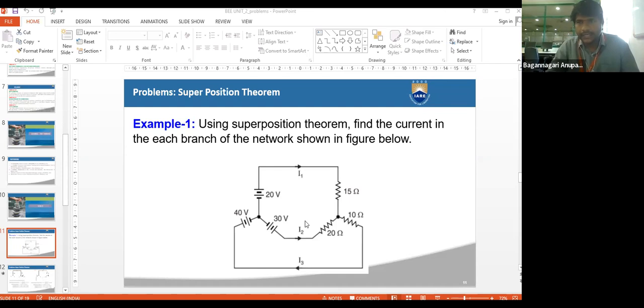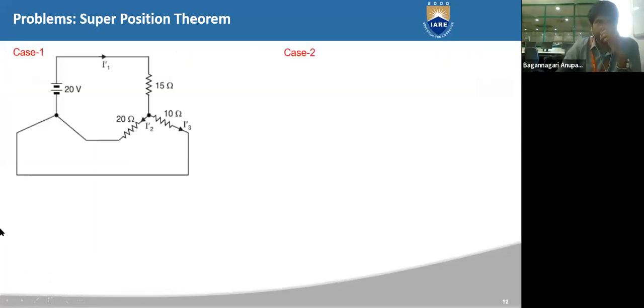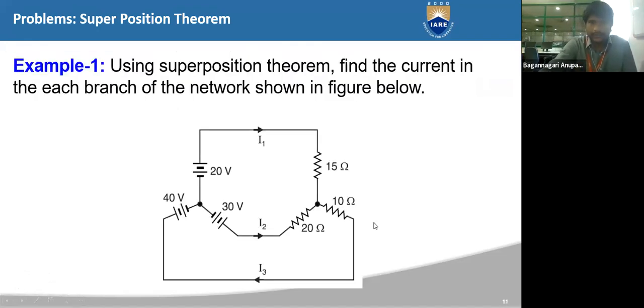So when you consider only the first case, we can consider that the voltage sources 30 and 40 are shorted, right? Just like this, isn't it? So now you can write the equations for these currents. Since the total currents when 3 sources are acting are assumed to be I1, I2, I3.